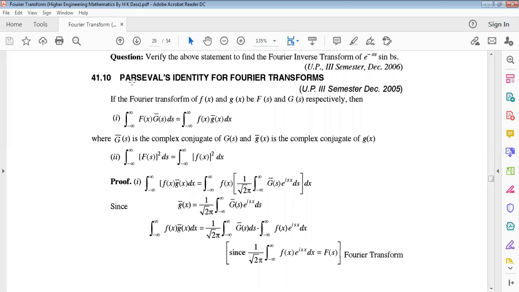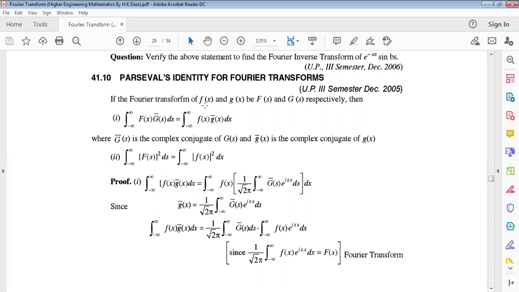Now, Parseval's identity for the Fourier transform. We have already finished in our previous lecture Parseval's identity for the Fourier series, but now Parseval's identity for the Fourier transform. Just a little bit of difference here. Now, what is the statement of this Parseval's identity?